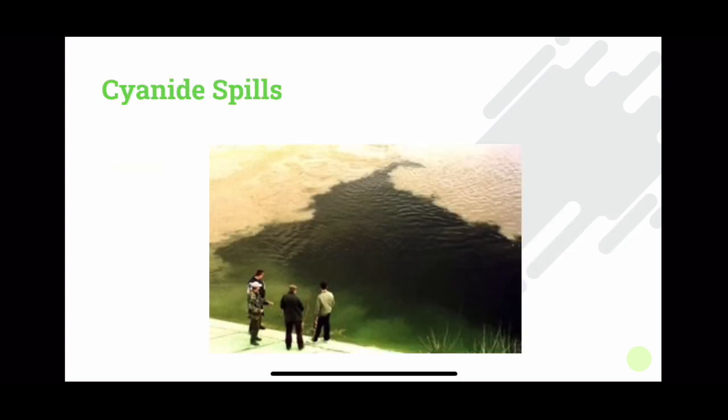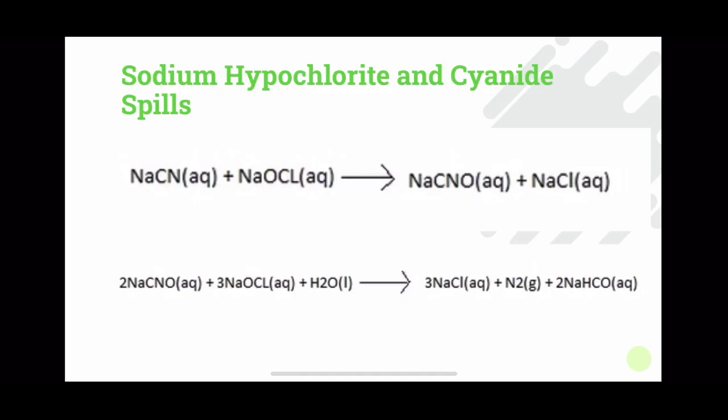In the case of cyanide spills, there are many methods, but I'm going to go over the two most common ones. First, we have sodium hypochlorite and cyanide spills. This is a two-step reaction where first the sodium hypochlorite reacts with the sodium cyanide, leaving sodium cyanate and sodium chloride. The final step is more sodium hypochlorite is reacted with the sodium cyanate and water. This reaction leaves you with three non-toxic products, which are baking soda, nitrogen gas, and sodium chloride.